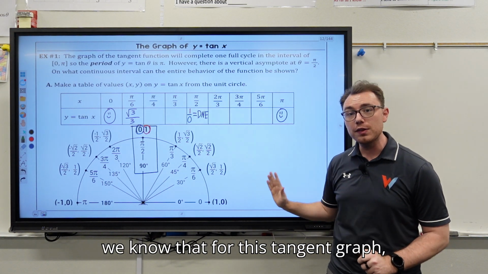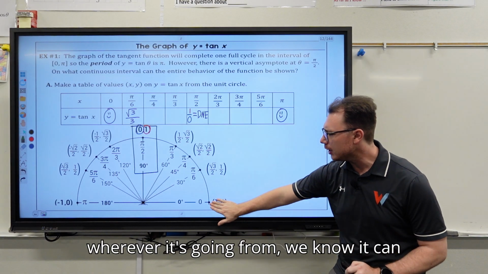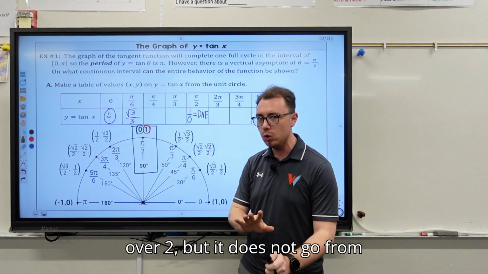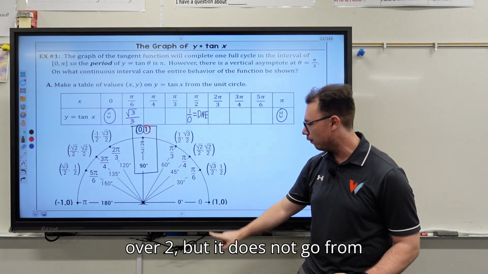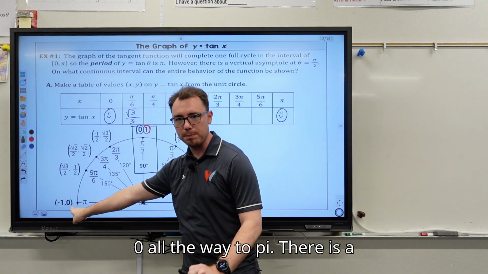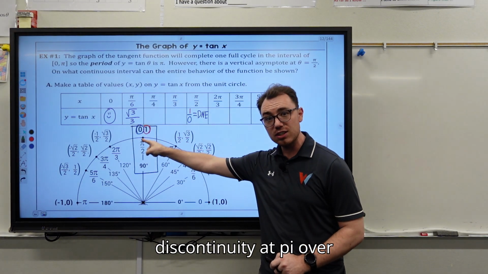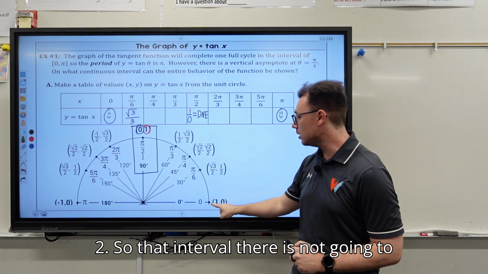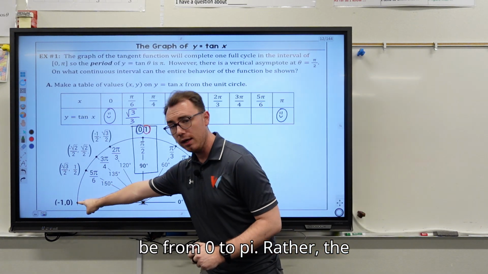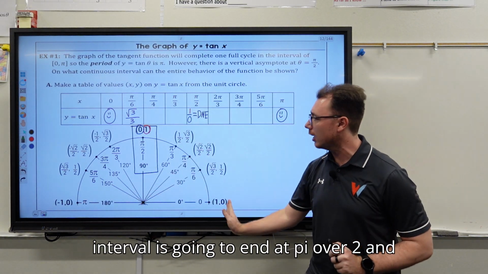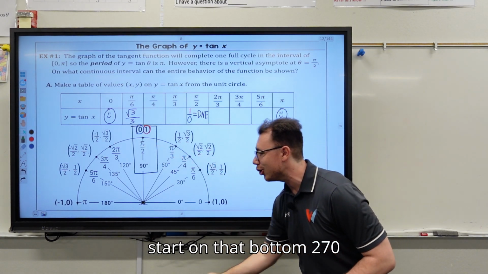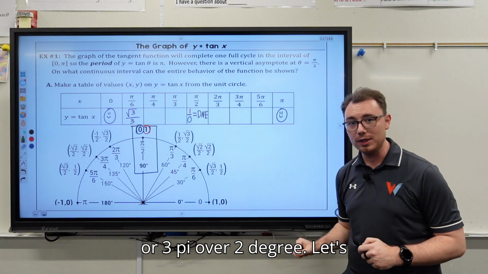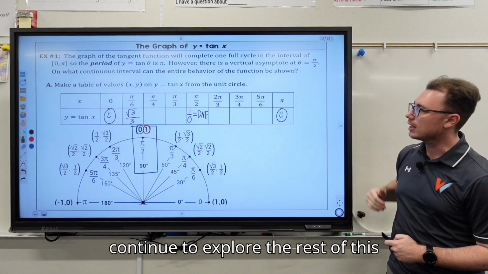So we know that for this tangent graph, wherever it's going from, it can start from that 0 and go up to that pi over 2, but it does not go from 0 all the way to pi. There's a discontinuity at pi over 2. So that interval is not going to be from 0 to pi. Rather, the interval is going to end at pi over 2 and start at that bottom 270 or 3 pi over 2 degree.